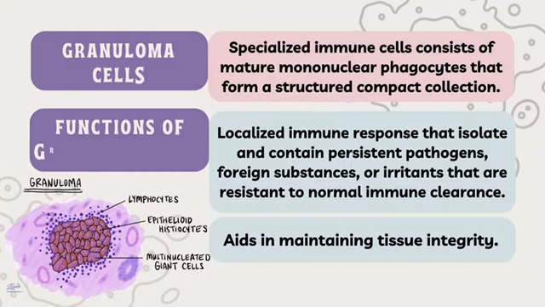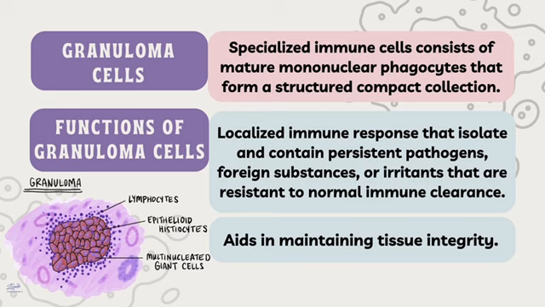So what are granuloma cells? Granuloma cells are specialized immune cells consisting of mature mononuclear phagocytes that form a structured, compact collection. Mature mononuclear phagocytes consist of macrophages, epithelioid cells and multinucleated giant cells.